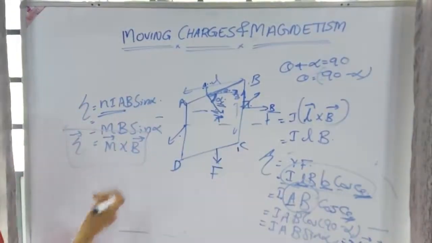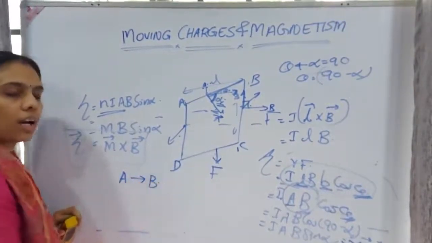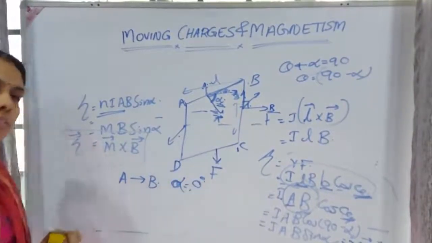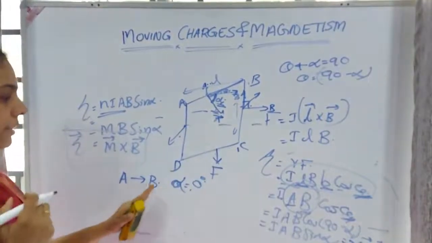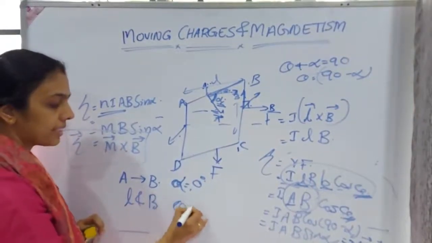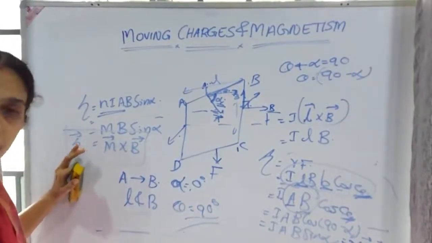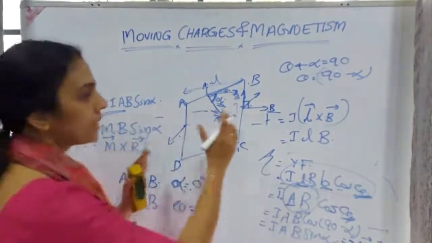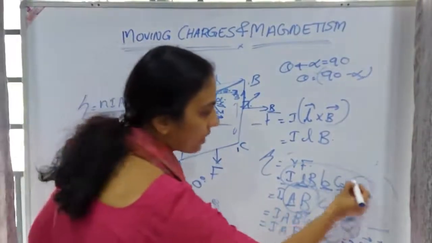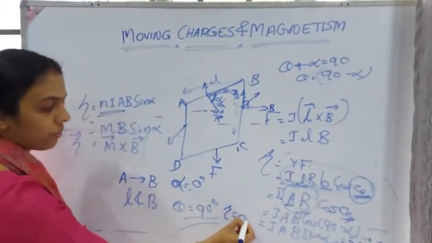Now before that, if alpha equals 0, that is, if the area vector and magnetic field are acting in the same direction, alpha equals 0 degree. If the area vector and B are acting at 0 degree, it means length and B will be acting at an angle of 90 degree. Okay, then you will be getting the maximum value over here. If length and B are acting at 90 degree, then you will be taking this value ILB cos 90. Cos 90 is 0. Therefore, the torque acting on it will be 0.